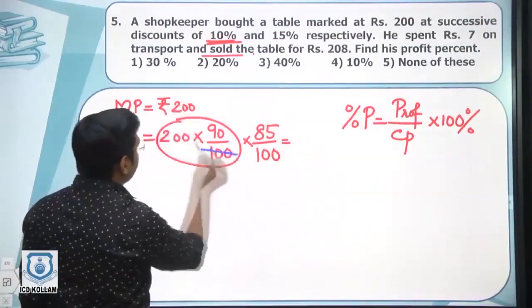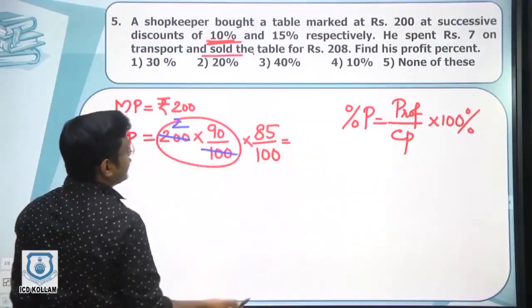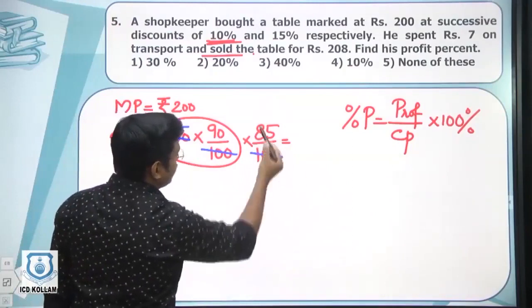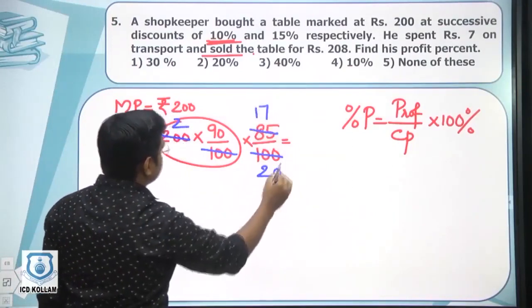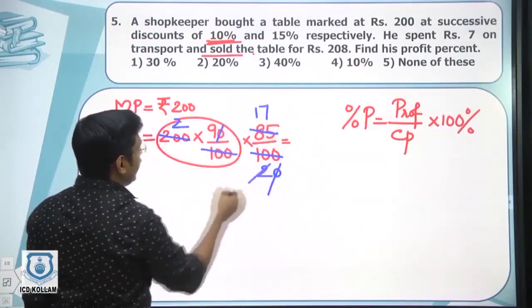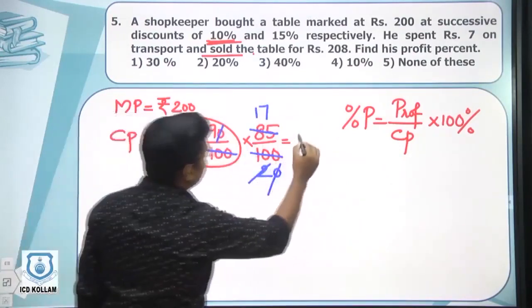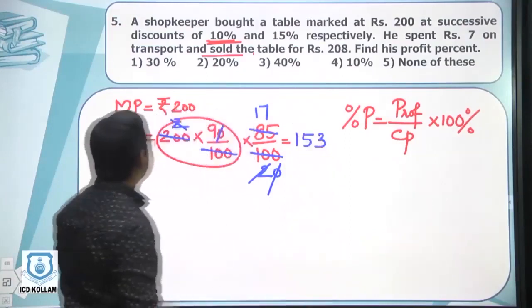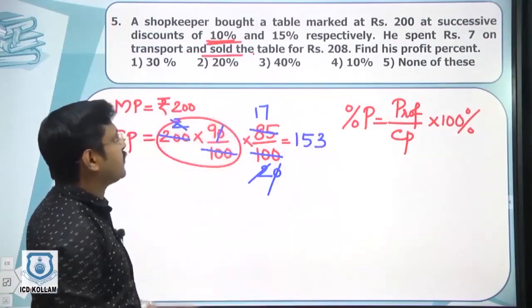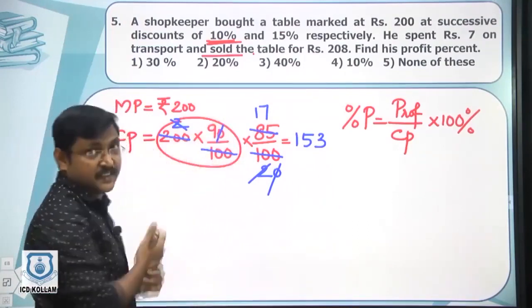Yes, I am cancelling 100, it is 2 times. Next, after that, it is 520 times, and this is 17 times. I am cancelling these two zeros and these two. So 17 into 9, that is 153. So we got the cost price, the initial cost price after applying that successive discount.